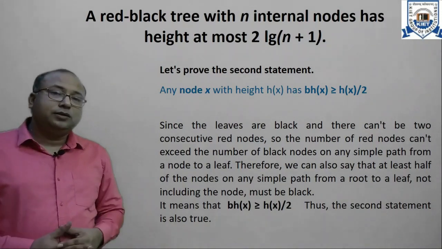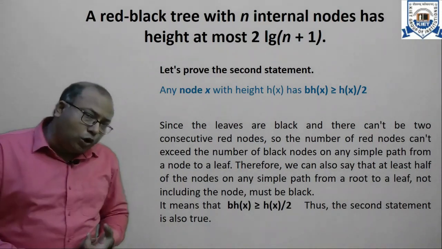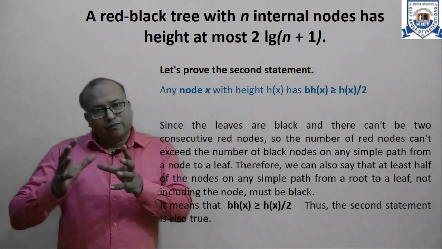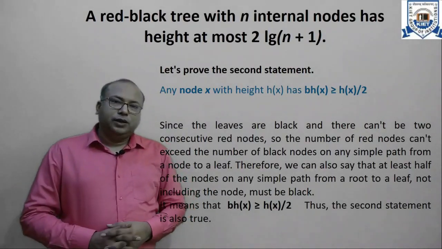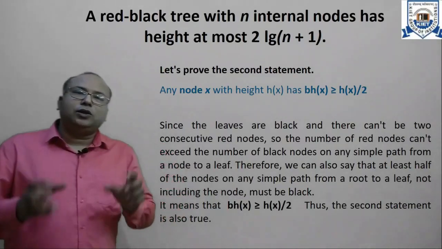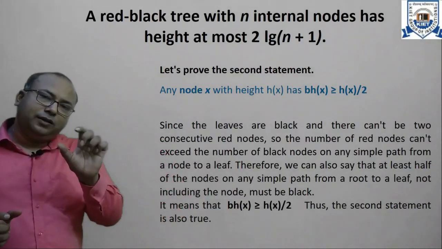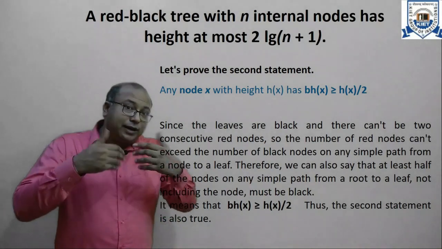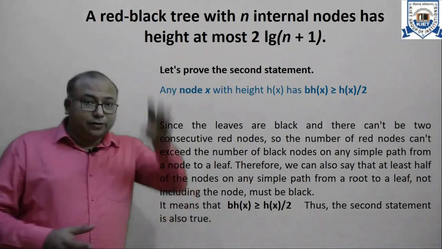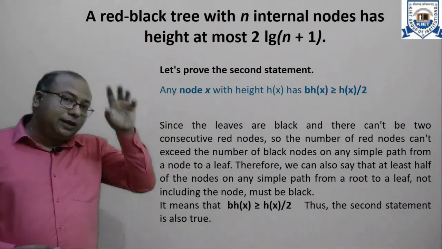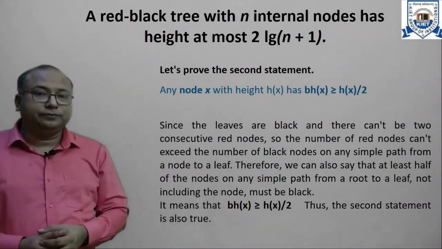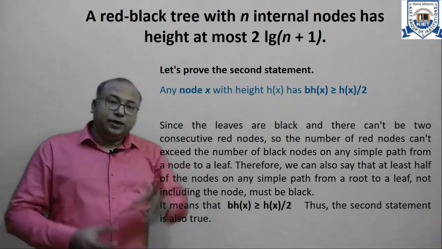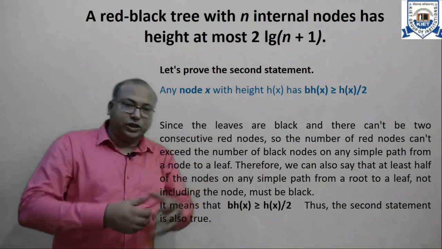What does it mean? Because property number 4 told you that each red node must have black children. What does it mean? It means two red nodes can never be together, but two black nodes can remain together. That means a black parent can have a black child, but a red parent cannot have a red child. A red parent must have a black child.